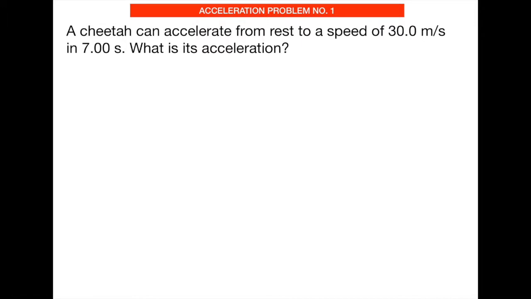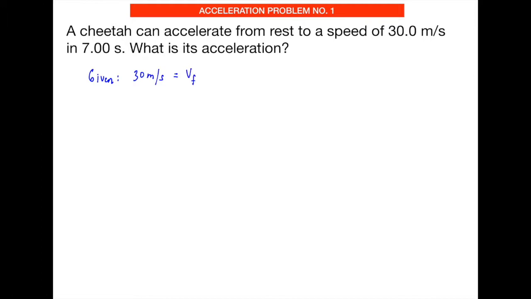Next, we have acceleration problem number 1. A cheetah can accelerate from rest to a speed of 30 meters per second in 7 seconds. What is its acceleration? So the first thing that we need to do is to simply identify again the given. The given here we have 30 meters per second. That is the velocity. But what kind of velocity do we have? This would be the final velocity.